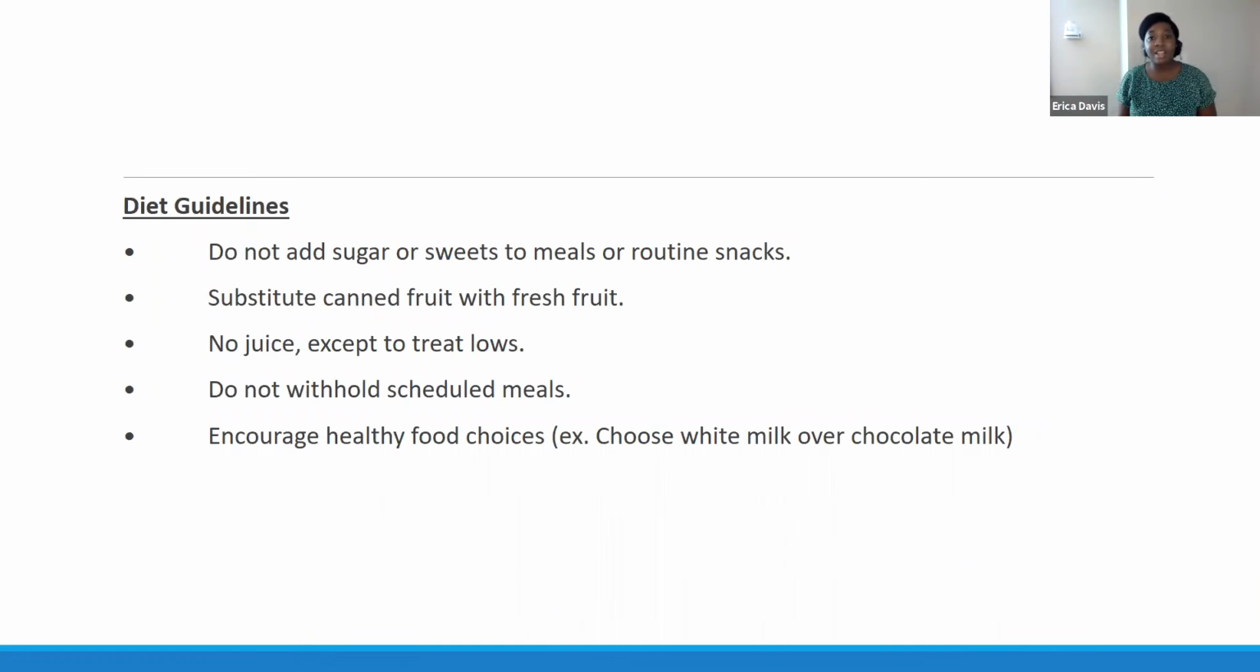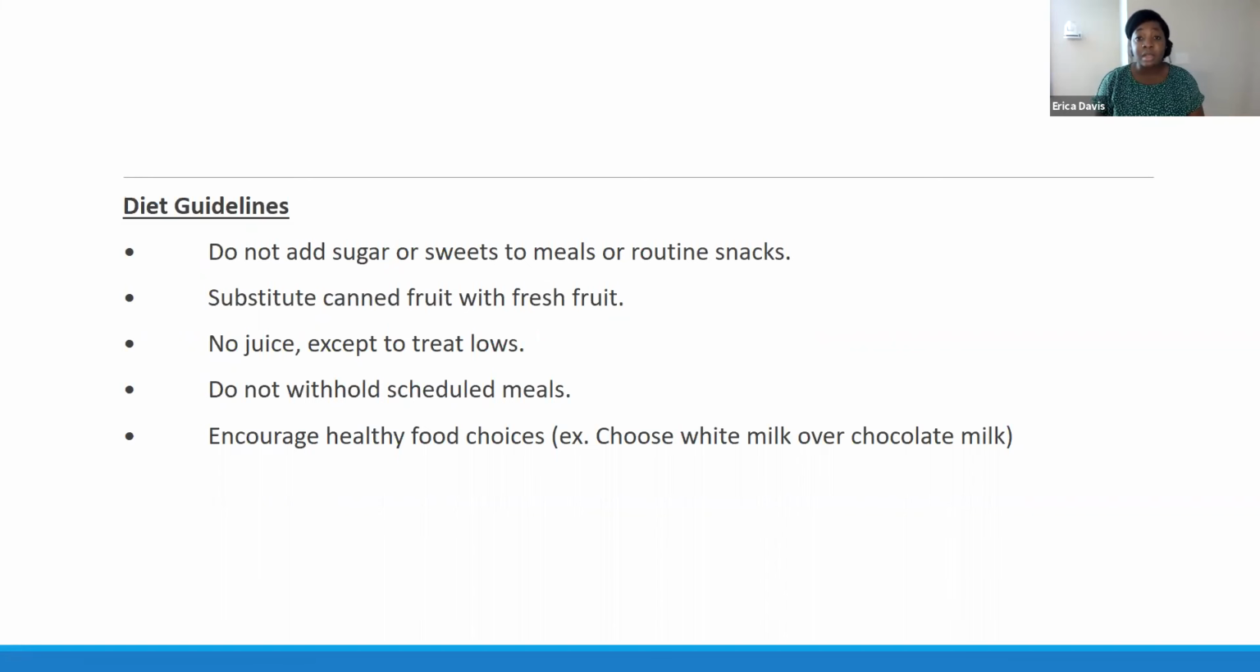We'll be presenting on some general diet guidelines for our students with diabetes. We will want to encourage not adding sugar or sweets to meals or routine snacks. The purpose of this for our families, when we have them come in for education in the clinic, we inform them of the way that a lot of our simple carbohydrates like sugars, honeys, and syrups can spike the blood sugar really rapidly. So we put in the school care plan not to add those specific types of sweeteners or snacks that have a lot of added sweets, just because we know that they can spike the blood sugar pretty rapidly.